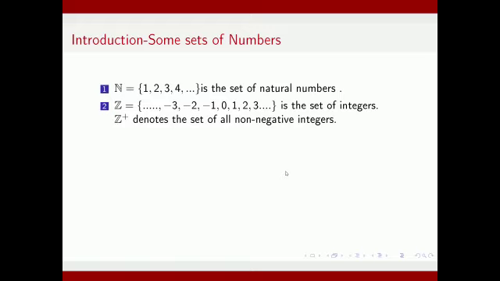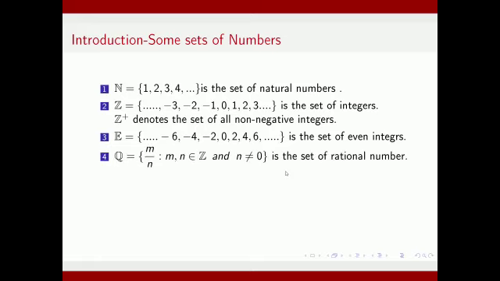Set of integers is denoted by capital Z. Z plus denotes the set of all non-negative integers. Set of even integers is denoted by capital E and it contains the elements that are multiples of 2. Set of rational numbers is denoted by Q and it contains the elements of the form m by n where m and n are integers and n is non-zero.